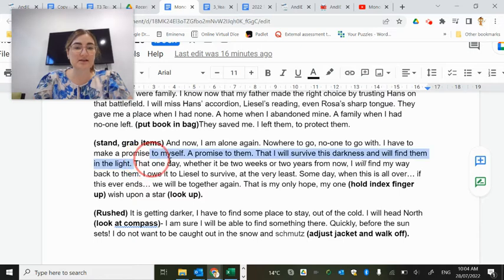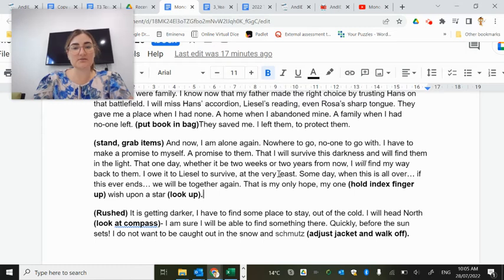Now, obviously, not the literal darkness and not the literal light. He's talking about the darkness of the war and the despair that he has to go through, and the light, as in the light at the end of the tunnel and the war. Okay? So that one day, whether it be 2 weeks or 2 years from now, I will find my way back to them. So, emphasis. This is where you get more marks as well. You've got emphasis on particular words, you put them in italics.